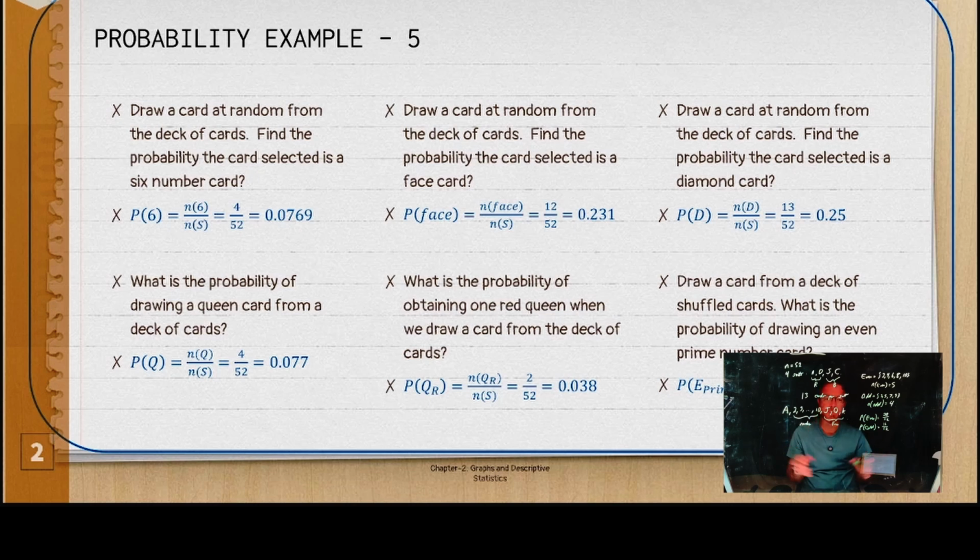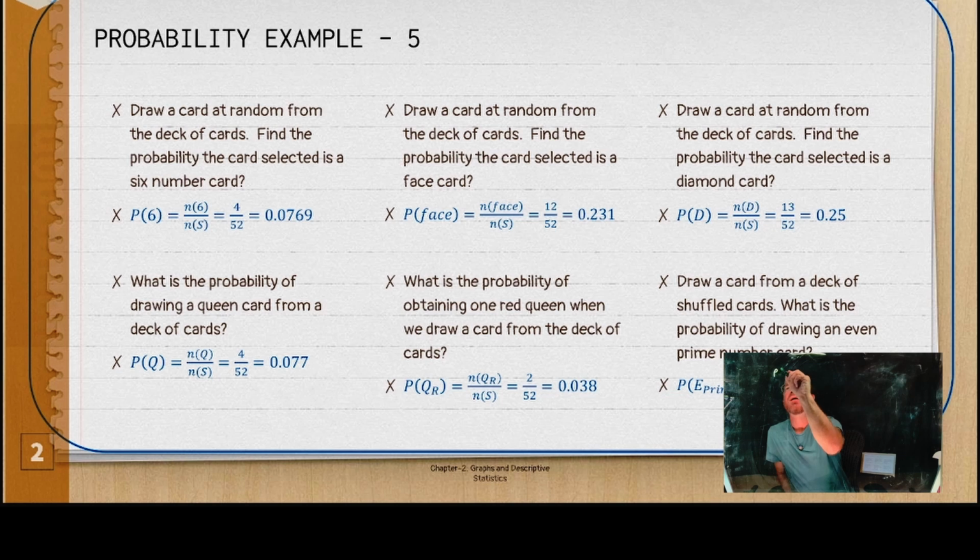But first, let me clean this up. The first problem asks us to draw a random card from a deck of cards. We want to find the probability the card selected is a 6 number card. So we want to know the probability of drawing a 6. So in this case, you would have to think about the fact that there are 4 6s in the deck. There's a 6 of hearts, diamonds, clubs, and spades, out of a total of 52 cards, which would give us a probability of 0.0769.